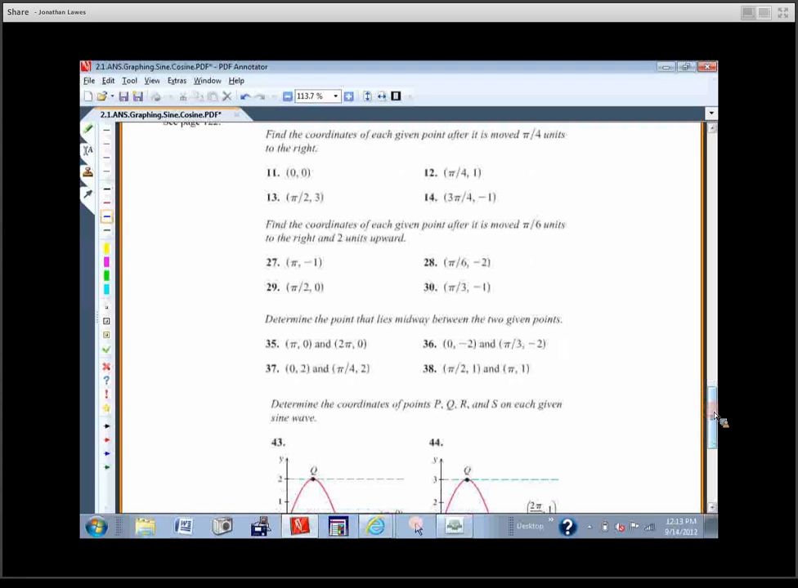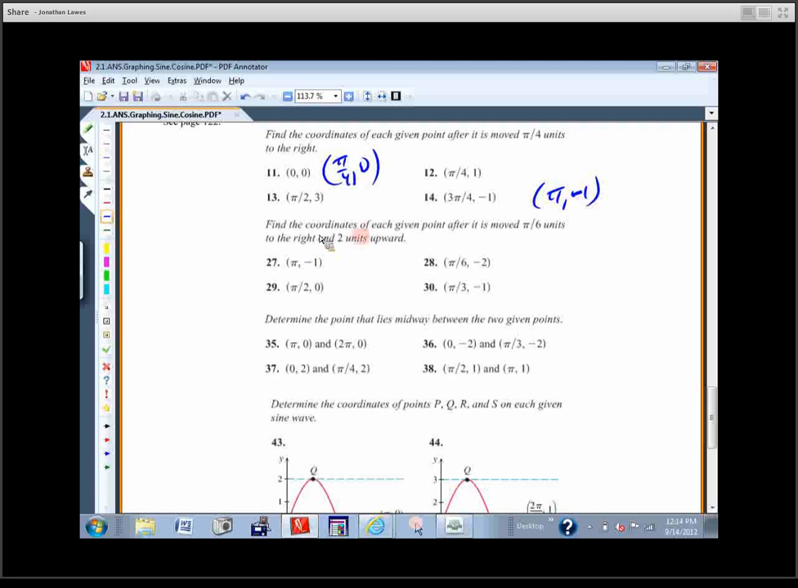So it says, find the coordinates of each given point after it's been moved pi fourth units to the right. If it moves to the right, which coordinate changes? X. All you have to do on this one is, this would be pi fourths, comma 0. Where would this one be? That would be at pi, comma negative 1. All you have to do is move it to the right, change the x coordinate by adding pi fourths.